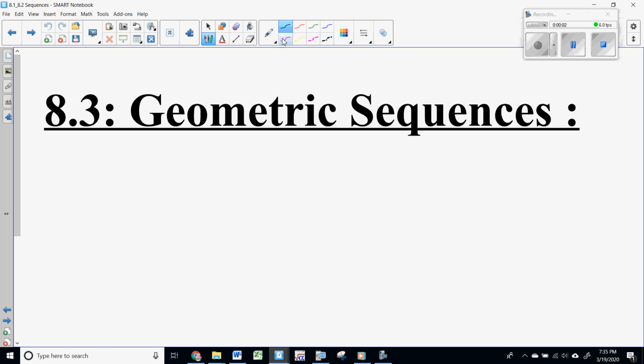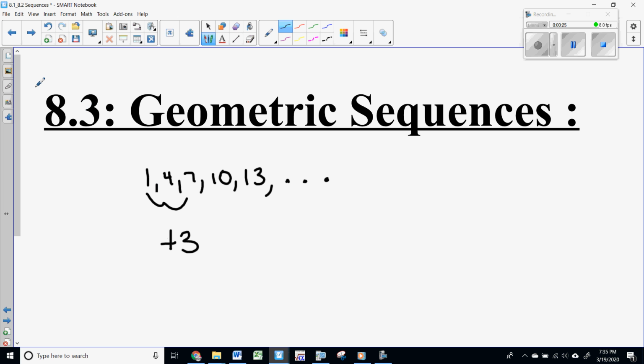In this video, we want to look at geometric sequences. Now, we've already looked at some other types of sequences. One type of sequence was an arithmetic sequence, and an arithmetic sequence is where you added the same number each time. So in this case, you would add 3 to get the next term.